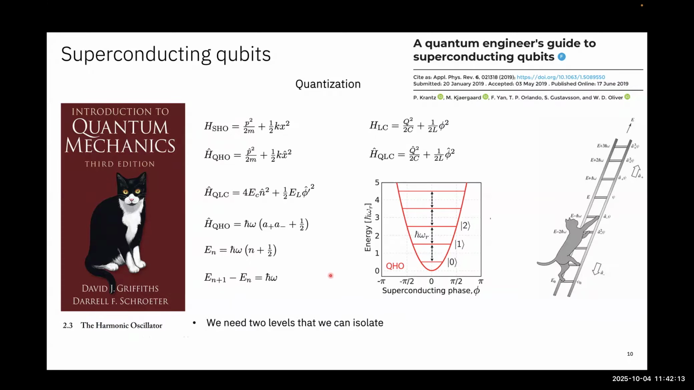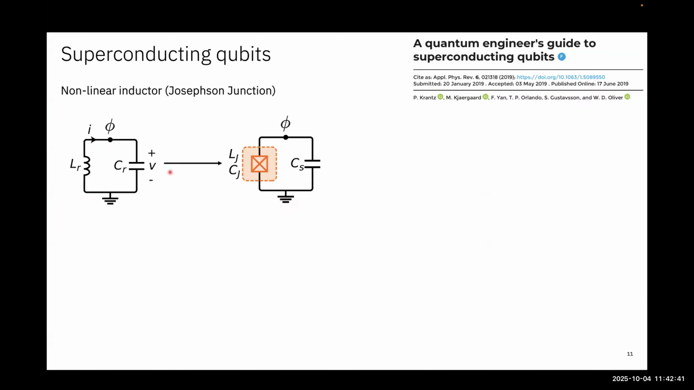So what we need is a two-level system that we can isolate. The system doesn't have to be just two levels. It can have three, but instead of it being harmonic, we want it to be anharmonic. What that means is that the transition from 0 to 1 is different from the transition from 1 to 2. And that is what is being done with superconducting qubits. How is this done? We replace the inductor here with a nonlinear inductor, which is called a Josephson junction. It's a nonlinear dissipationless inductor.